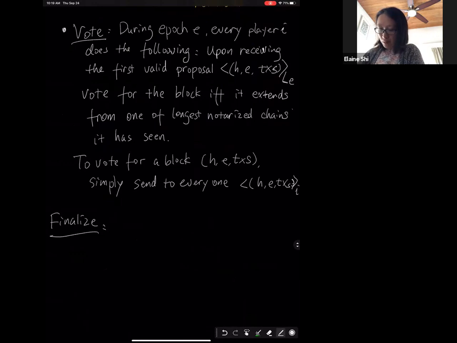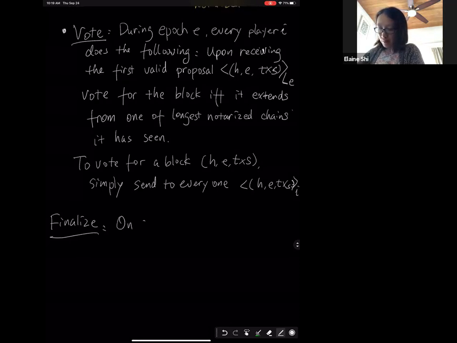Okay, so the rule is I will look at all the notarized chains I've seen, and I will look at the epoch numbers contained in the blocks. And if I ever see 3 consecutive epoch numbers, I can chop off the last one and the entire prefix is final. So we'll see an example, right? So right now, let me just write it down.